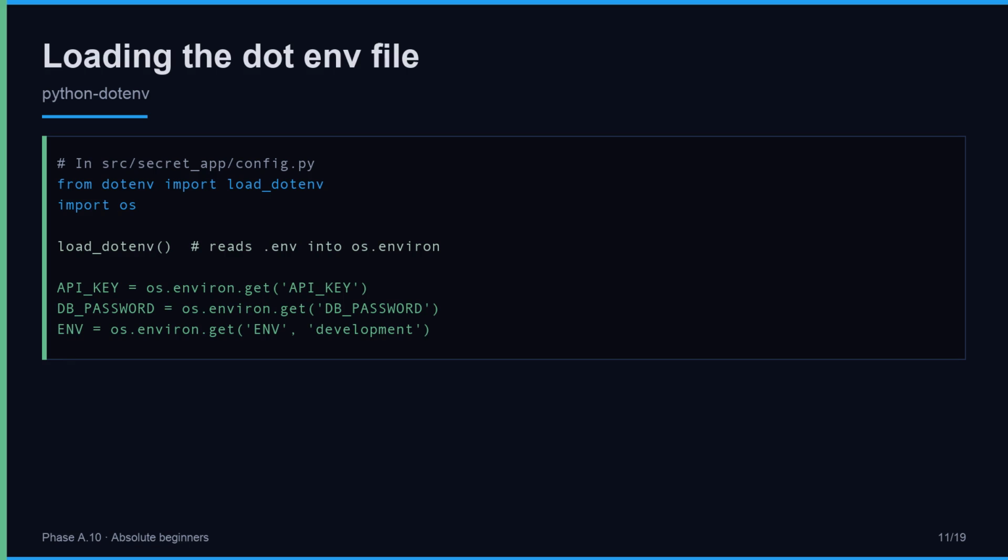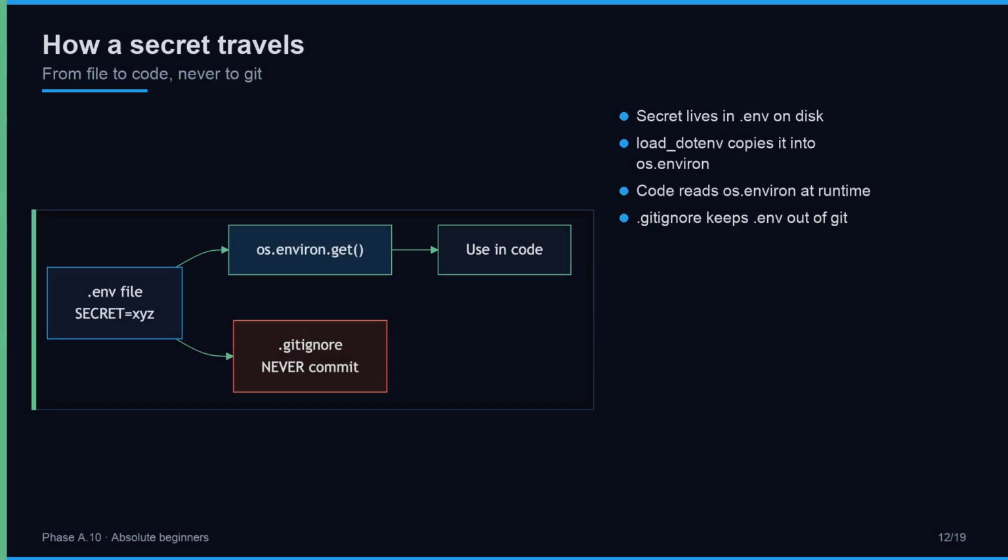One call loads everything. Walk the journey of a secret. The secret starts in the .env file on your disk. At runtime, your code calls load_dotenv, which reads that file and places each value into the environment. Your code then reads the environment and uses the value. The .env file itself never enters Git, because .gitignore hides it. The secret flows from file to environment to code, but never into version control. That is the whole safety pattern in one sentence. File to environment to code.